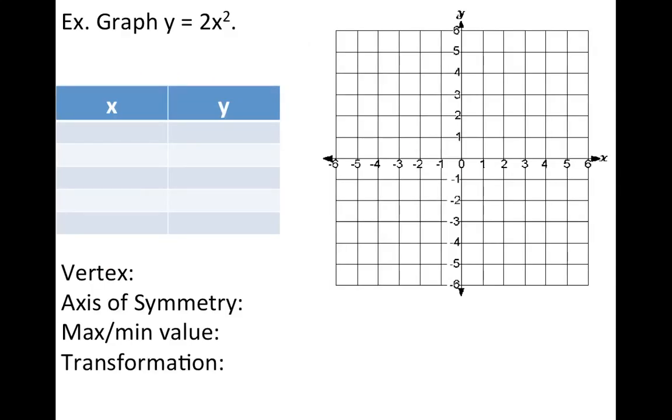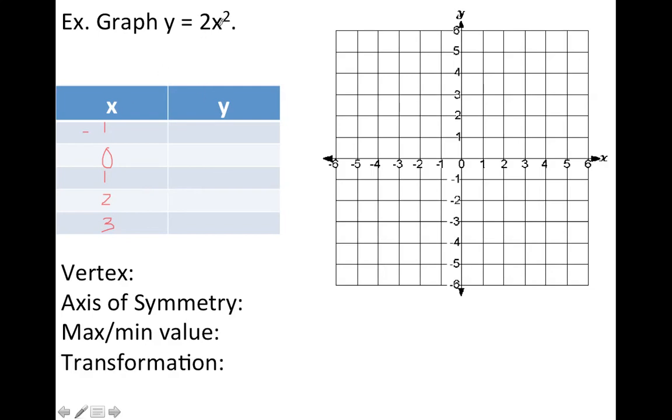So let's get started. We have to graph the function y equals 2x squared. So we first need to pick some x values and then plug them in to find the y values. So I'm going to pick x values, a couple negative, a couple positive. Okay, and then we plug them in.